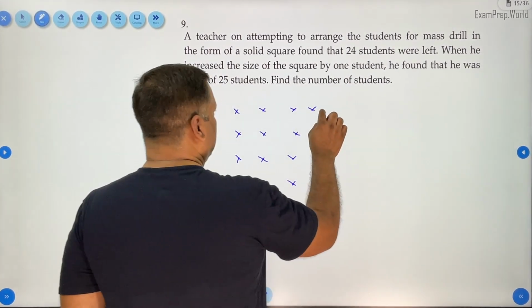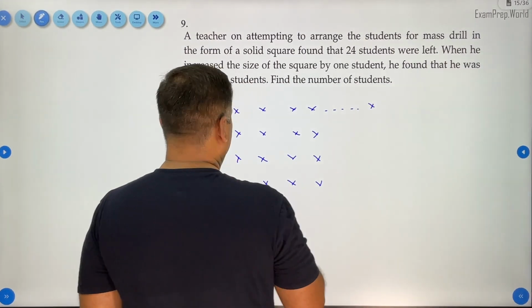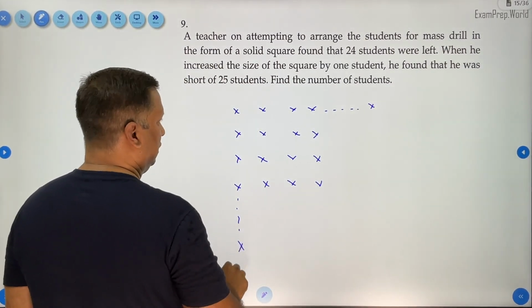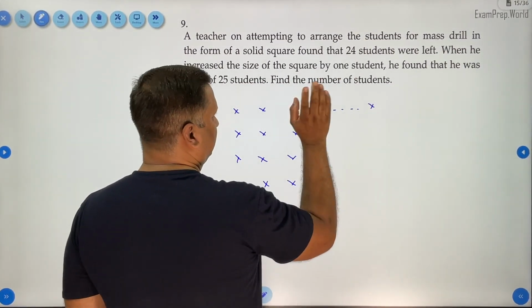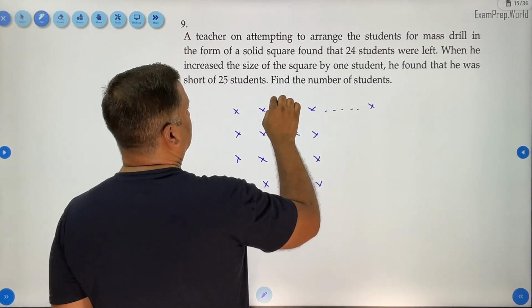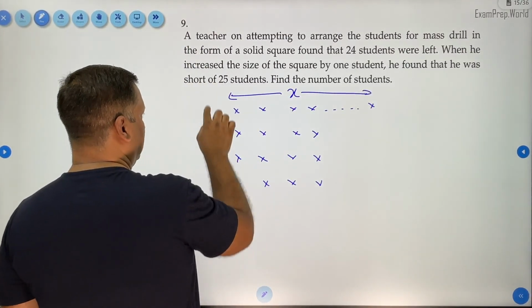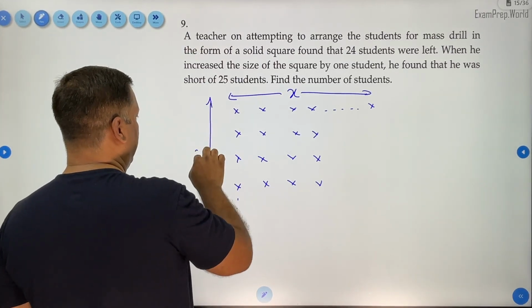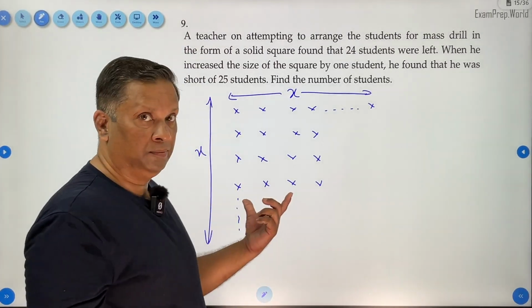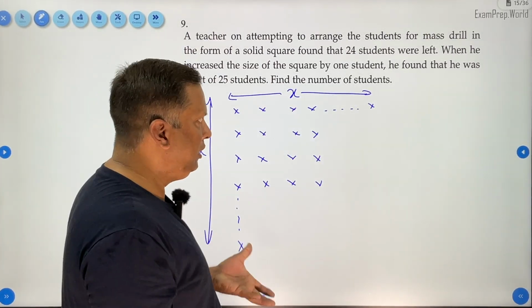So what I will do, and here also, like that. We don't know how many, so it is probably x. I take this as x. So this is also x because it's a square. Now when she does this, the number of students is how many? x square.